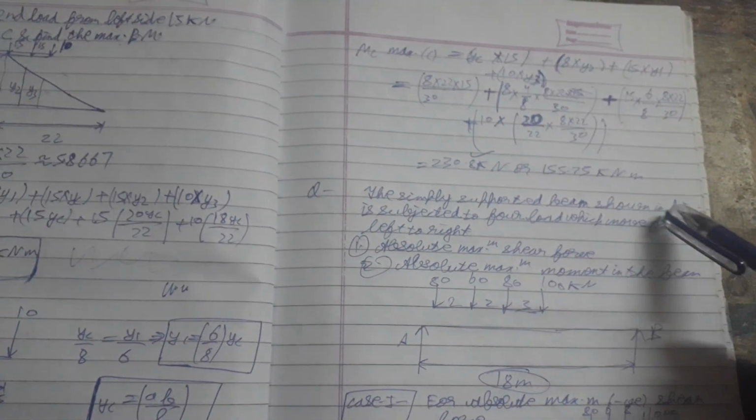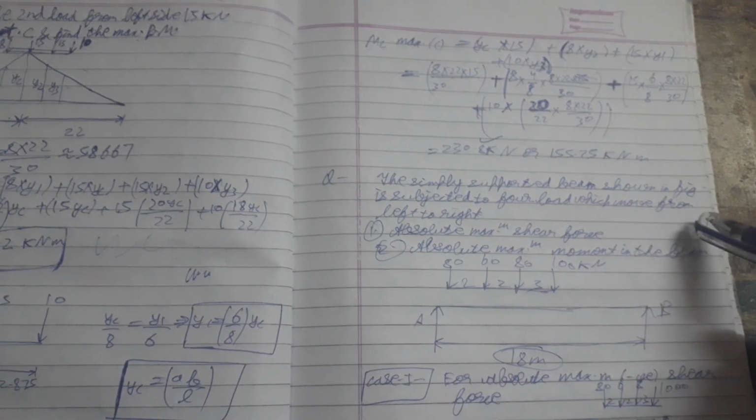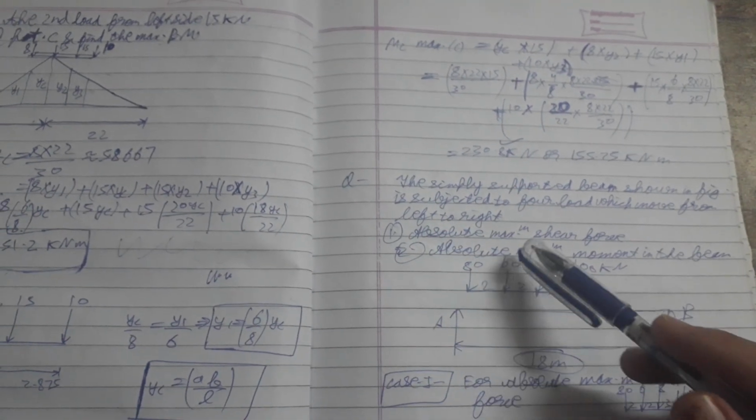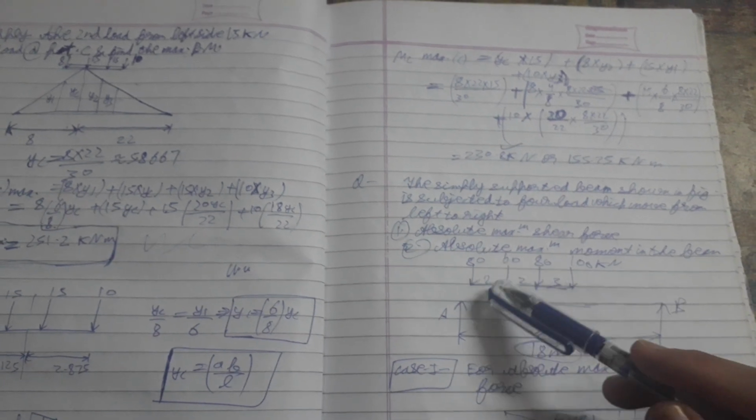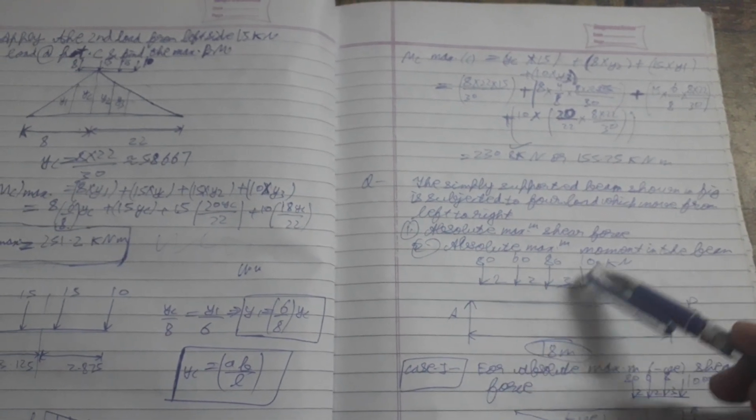The simply supported beam shown in the figure is subjected to 4 loads which move from left to right. Find the absolute maximum shear force and absolute maximum moment in the beam: 80, 262, 83, 100 kN.